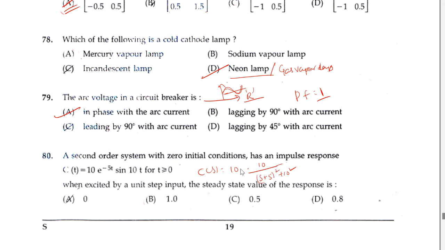Now we need to find the final value. Steady state value is the final value. Limit s tends to 0, and your input is a unit step, which means 1 by s, into 10 into 10 divided by (s plus 5) whole square plus 10 square. So s gets cancelled: 100 divided by, with s equal to 0, 5 square plus 10 square. So 100 divided by 125, 0.8 will be the correct answer for this question.